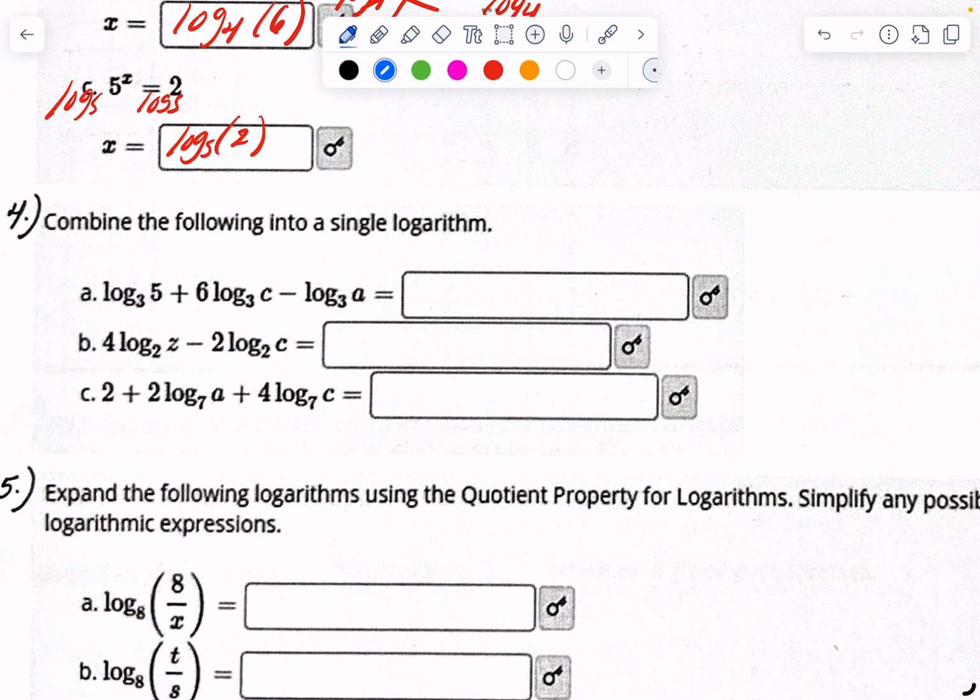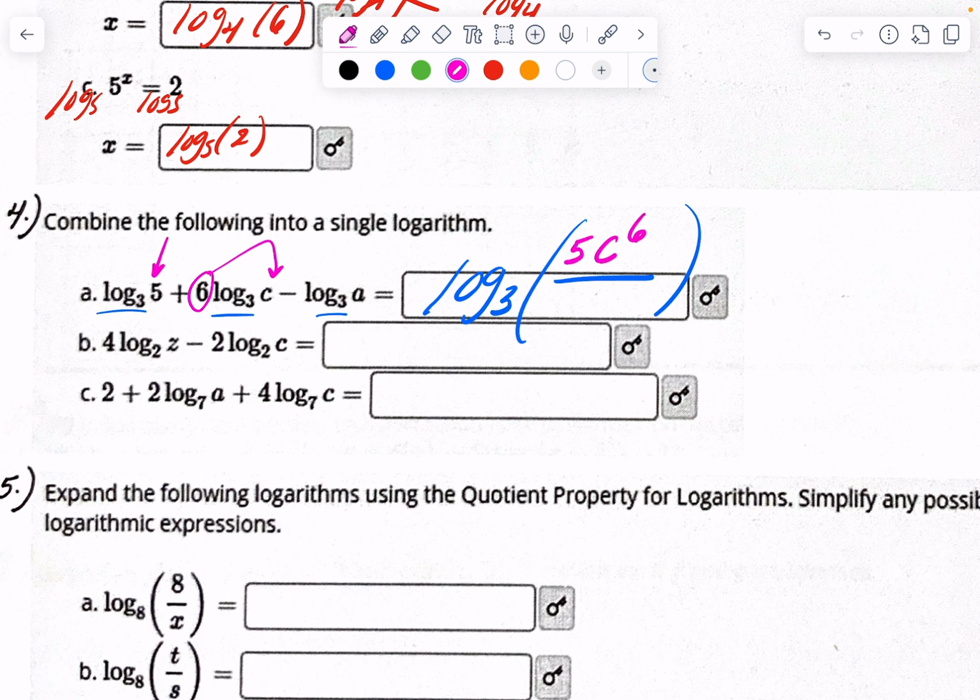Combine the following into a single logarithm. So you know that this is log base 3, log base 3, log base 3. So you're going to write log base 3 with parentheses. If we see subtraction, we do a divide sign. Anything positive goes on top, anything negative goes on bottom. Remember, anything in front is an exponent. So we have a 5 on top. We have c to the 6th power on top. And then because it's divide, it puts the a on bottom.